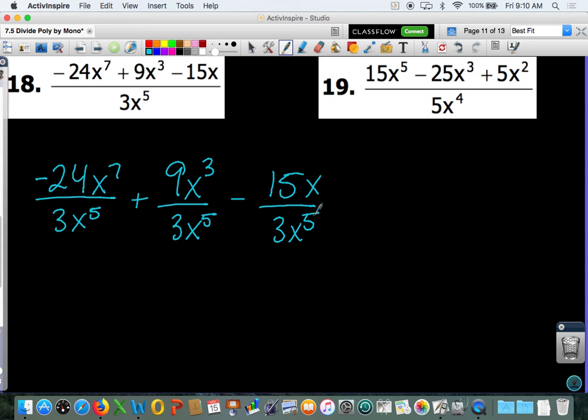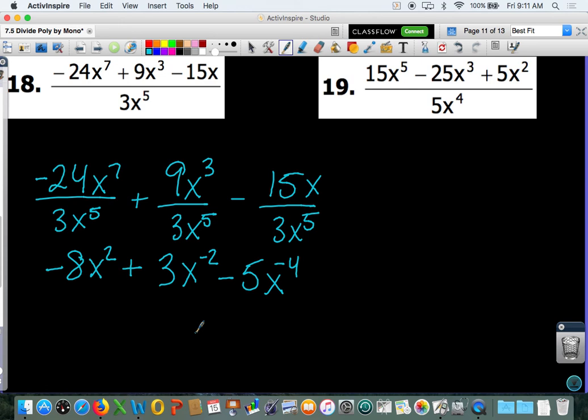Negative 24 divided by 3 is negative 8. x to the 7 minus 5 is 2. Plus 9 divided by 3 gives me 3. x to the 3 minus 5 is negative 2. Minus 15 divided by 3 is 5. x to the 1 minus 5 is negative 4. Sorry, don't forget that negative sign.